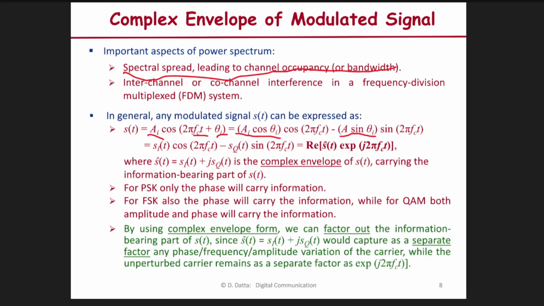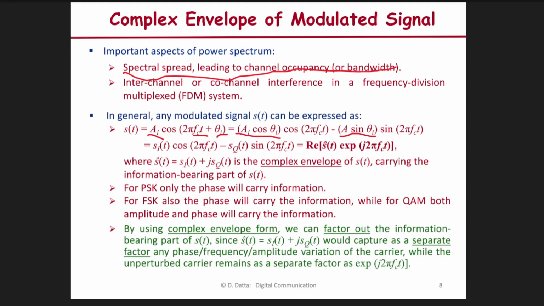So now if you take this, you can say that it is the real part of S hat T into e to the power j 2 pi Fct. Because SIT plus j SQT is S hat T, which is the complex envelope of ST. Now if you multiply these and take the real part, you will be left with this.